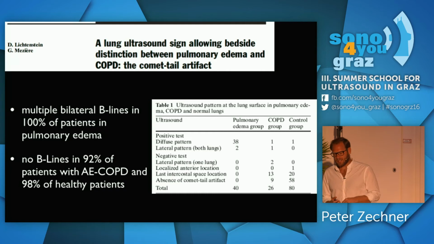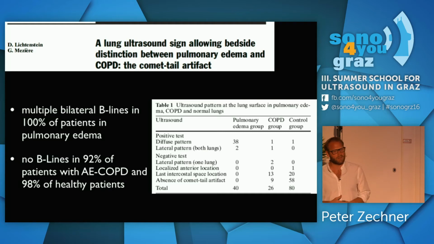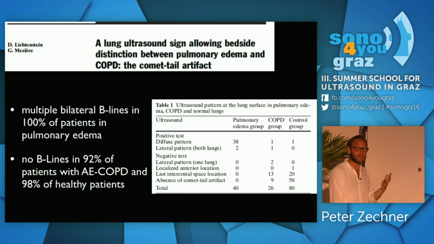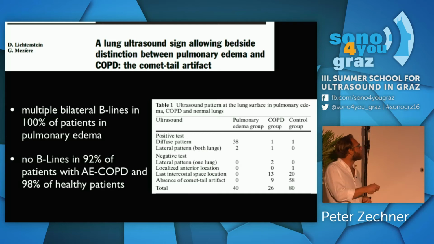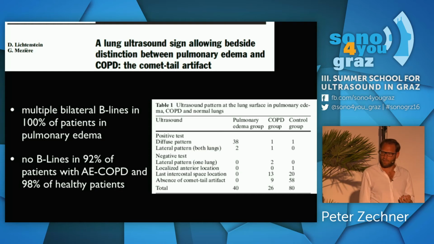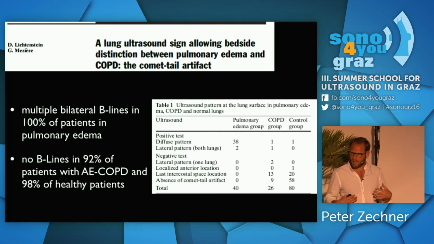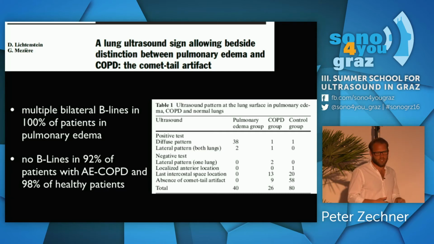There are a lot of studies on this topic, maybe hundreds meanwhile, but this is one of the first studies, by Daniel Lichtenstein from Paris, who looked at patients with pulmonary edema and COPD. He found that in critically ill patients, all patients with pulmonary edema had the typical sign of pulmonary edema on ultrasound, the multiple B-lines on the anterior chest wall, and patients with COPD or healthy patients did not show these B-lines. Only very, very few patients in this study.